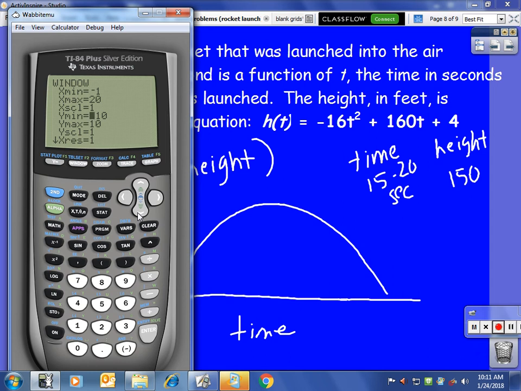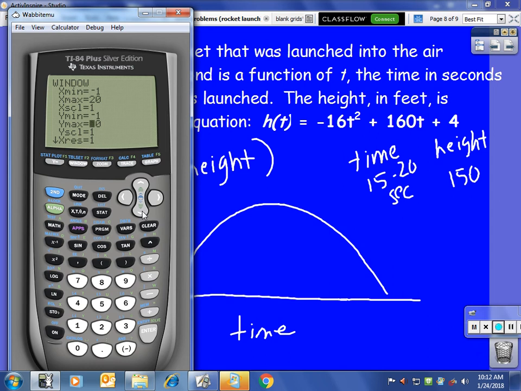Now let's talk about the y's. Remember, y's in these problems are heights. Do we need negative heights? No. What's the lowest height you think the rocket will ever be? At 0. It's not going to burrow into the ground. The lowest height is going to be when it comes back down to the ground and lands. So for y minimum, I could put 0. I usually put negative 1. I just like to back it up a little bit so I can see the x and y axis. What do you think y maximum is going to stand for?